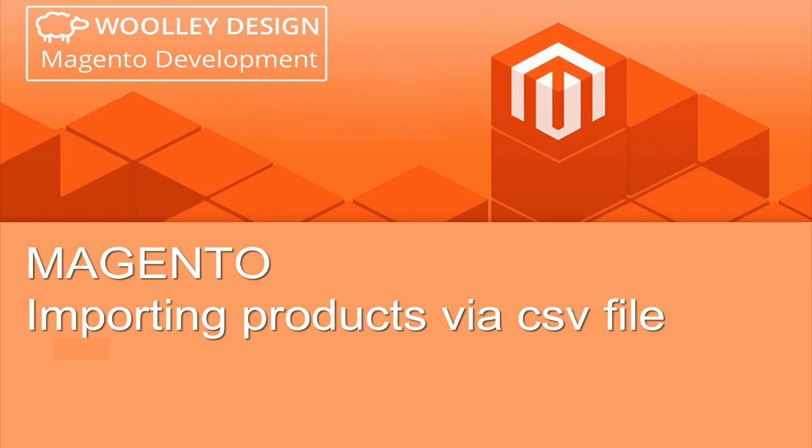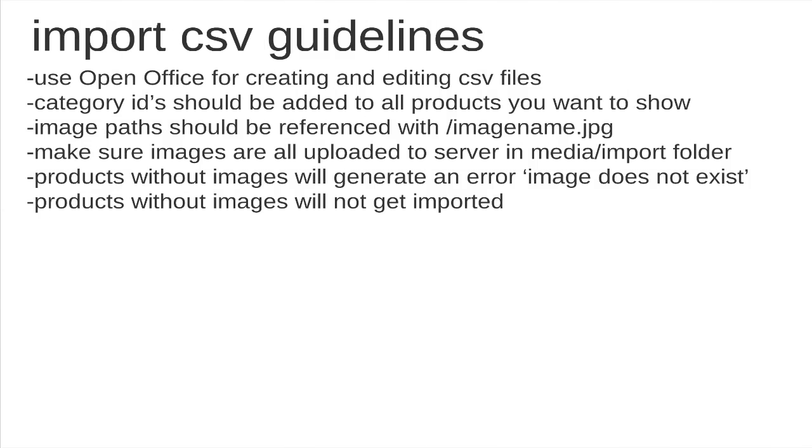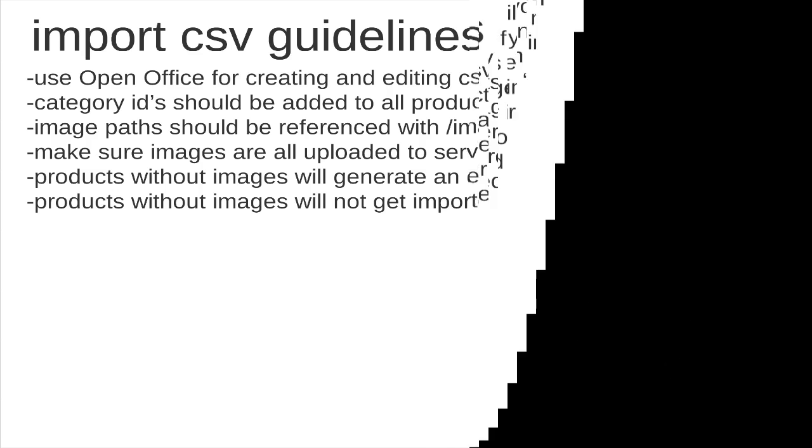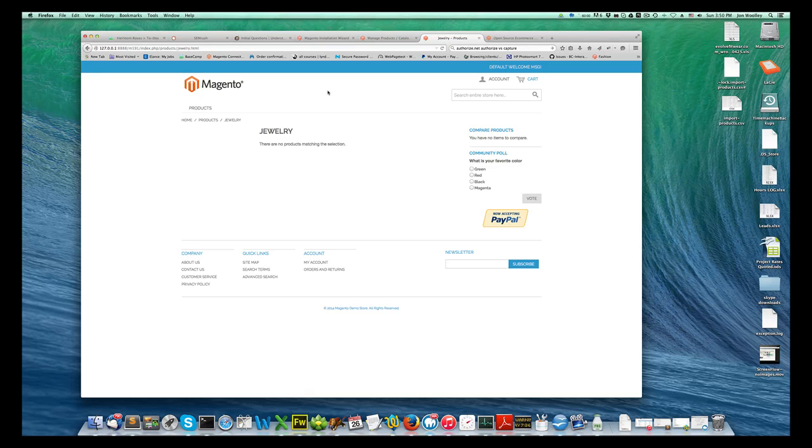So today we're going to be talking about importing products into Magento using a CSV file. There are some guidelines that you can see here. The primary one is make sure you use OpenOffice for your CSV creation, editing, and modifying. Also make sure that the image paths referenced are correct. And we'll show that a little bit later on.